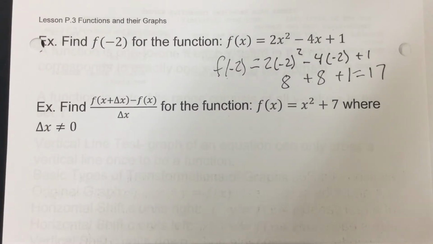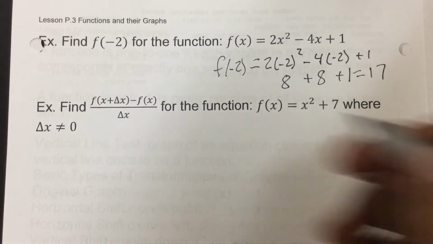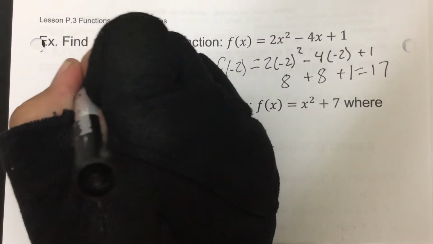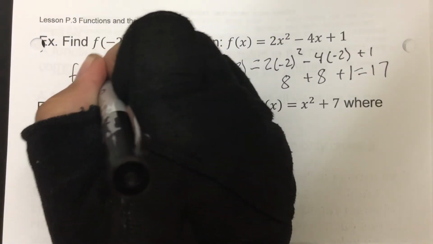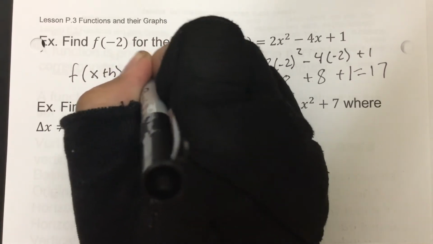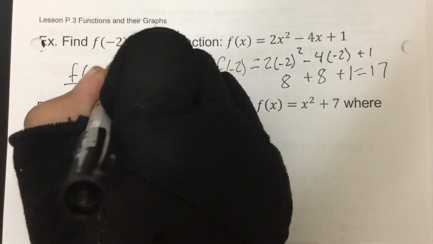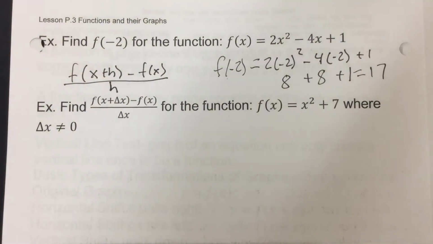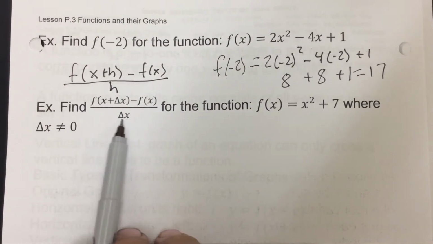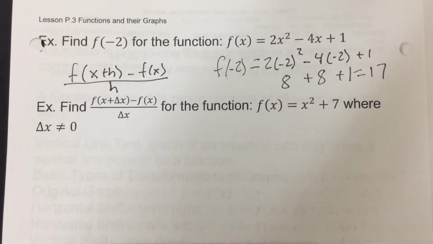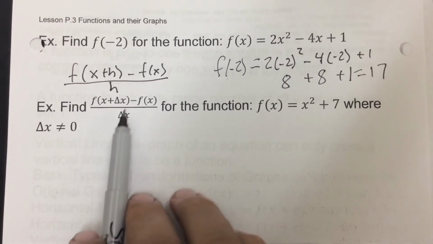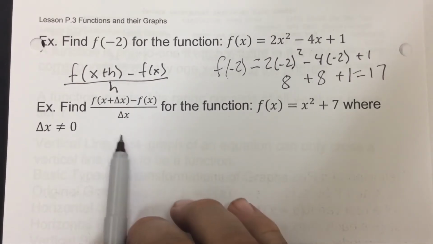This here you might have remembered from advanced math, although it would have looked like this: f of x plus h minus f of x, all over h. It's the difference quotient, so it's just changed a little bit to the change of x's that we're going to use for calculus. So it's the same idea, just a little different looking.